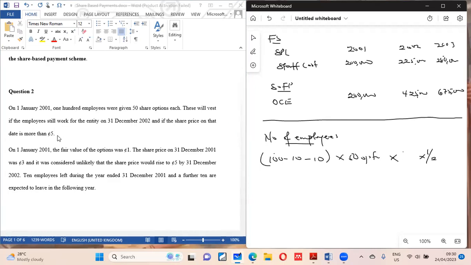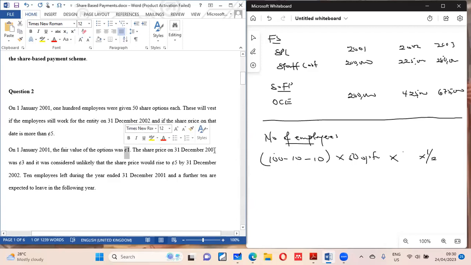Because this question says that if the share price on that date is 5, that was the agreement. And they said that on January 2021, the fair value was 1, and the share price at the end of 2021 is 3. So it means as if the fair values are plenty. You have 3, 1, 5. And this is a share option.